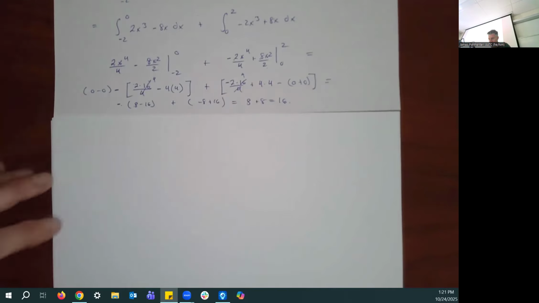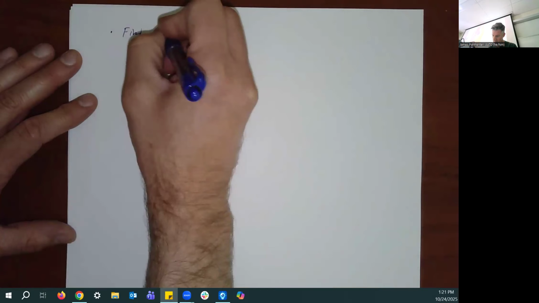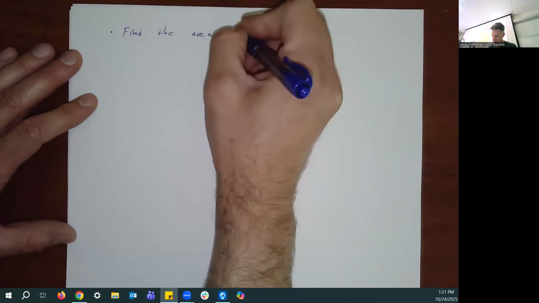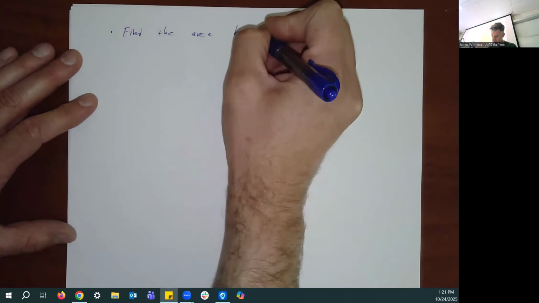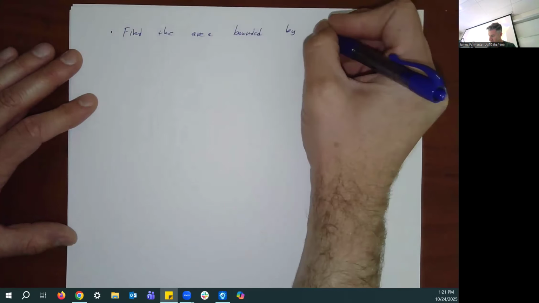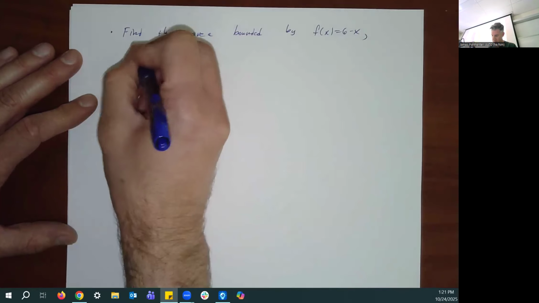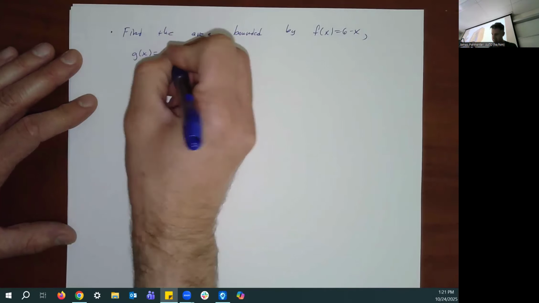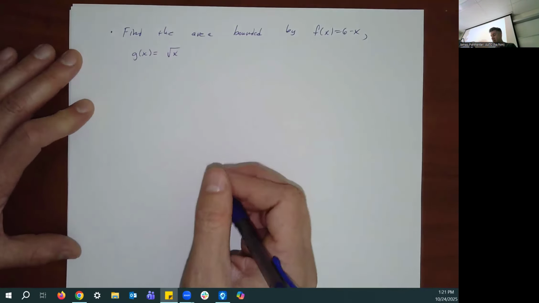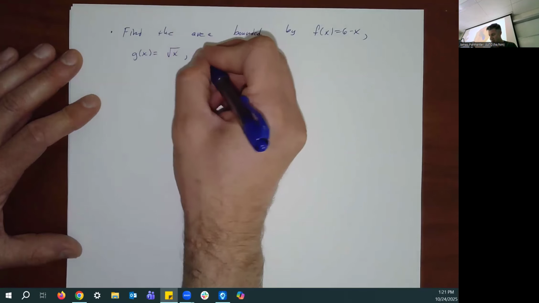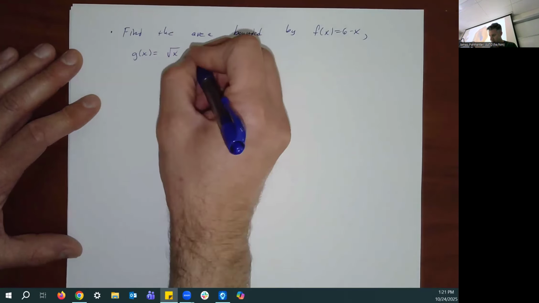Let's do this one. I think I did one like this in class before, but we're going to switch it up now. So now we're going to find the area bounded by f of x equal to 6 minus x, g of x equal to the square root of x. Last time we did this problem, I said the x-axis. Now we're going to say the y-axis, which is the line x equal to 0.